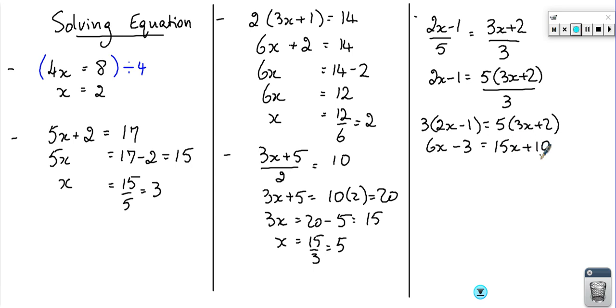Placing x's on one side and numbers on the other, I get minus 3 minus 10 is 15x minus 6x. I have decided to leave x positive. I could have placed x's on this side and numbers on the other. It would not have mattered. So minus 13 is equal to 9x. So x is minus 13 on 9. You can leave that as it is because that is a perfect answer. You don't need to work it out using your calculator, but in that case it would be minus 1.4 recurring.